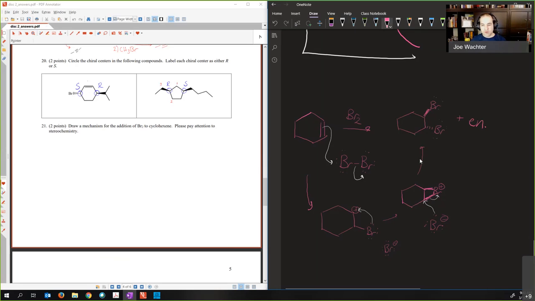That's the mechanism for the addition of Br2 to cyclohexene. And when we say pay attention to stereochemistry, we want to make sure that it's an anti-addition. All right, questions about that one?